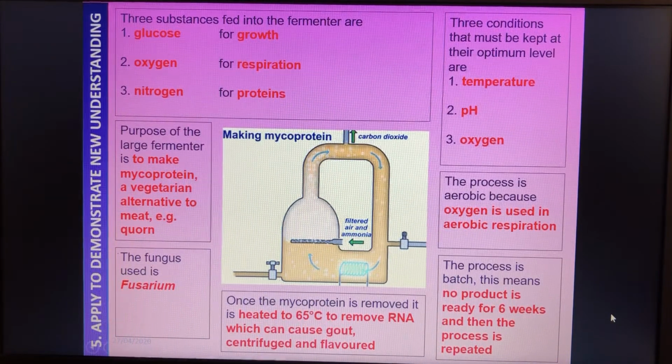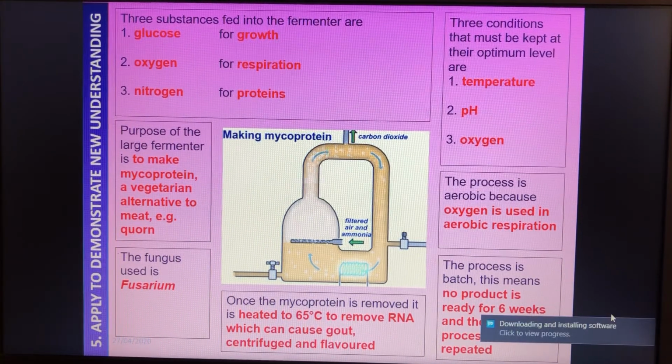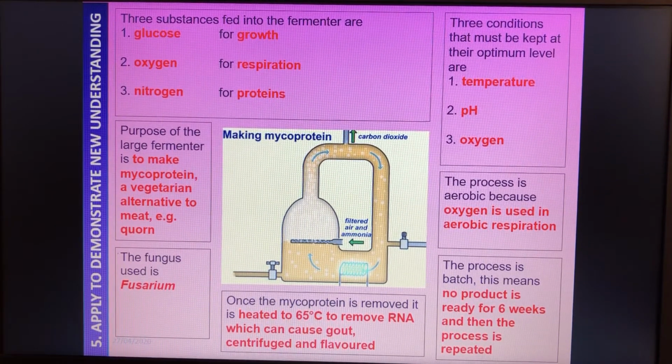This was our summary of the whole process. We might have started mapping this out on a double page in our book. So the substances fed into the fermenter are glucose for growth, oxygen for respiration, nitrogen for proteins. That was building up those amino acids that then build up to make proteins. The purpose of the large fermenter is to make Mycoprotein, a vegetarian alternative to meat, for example, corn. Oh, I did spell it correctly. The fungus used is Fusarium.